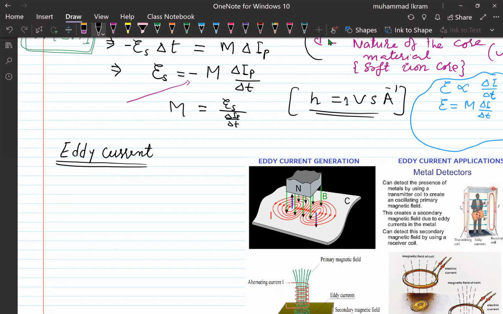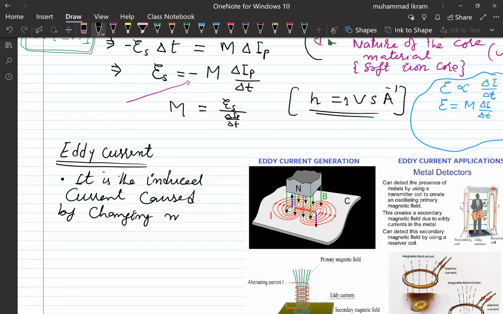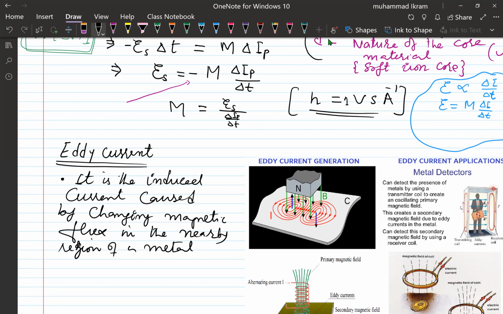Eddy current is the induced current, the induced current caused by changing magnetic flux in the nearby region of a metal piece or conductor. The metal piece or a conductor.